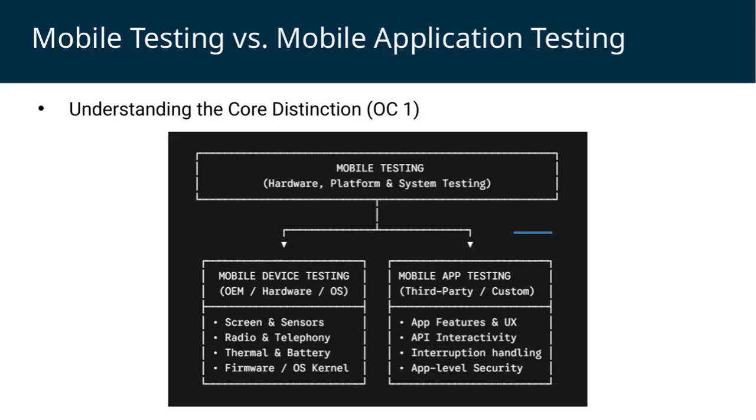Let's start by clearing up a key distinction: mobile testing versus mobile application testing. Mobile testing is broader. It looks at the device itself, its hardware, network, and overall performance. Mobile application testing, on the other hand, zooms in on the apps running on those devices. It's about making sure each app works smoothly, reliably, and meets user expectations. Understanding this difference helps us focus our efforts where they matter most.